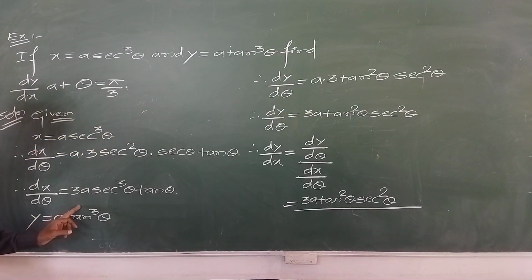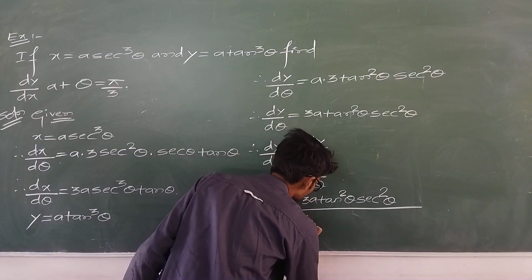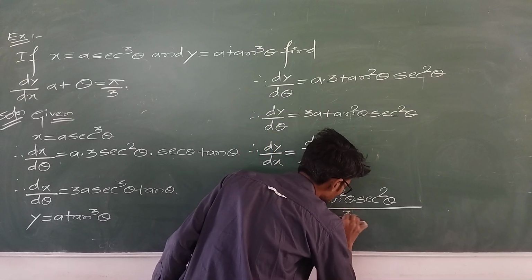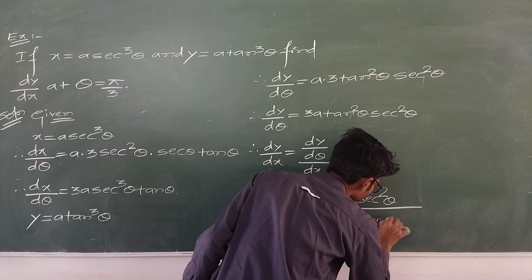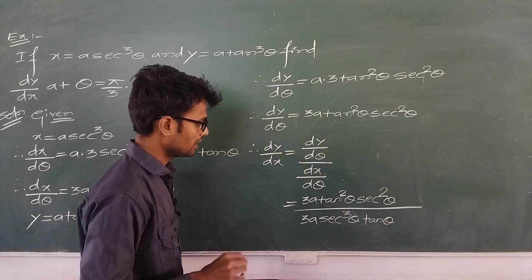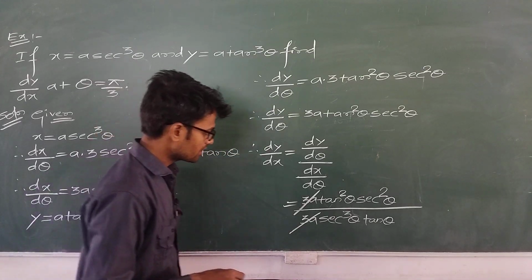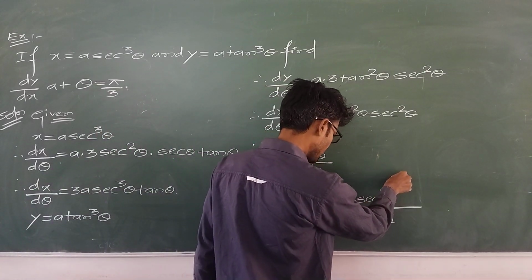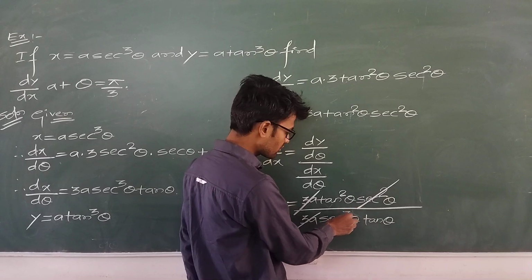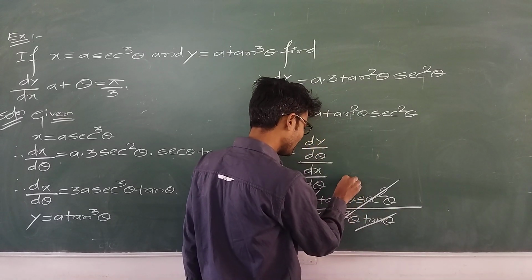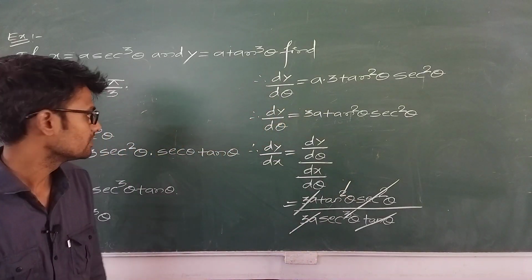So dx by d theta is 3a, next sec cube theta into tan theta. This 3a gets cancelled. Alright. So next, sec square theta and one sec square theta from sec cube theta get cancelled. Tan theta and one tan theta from tan square theta get cancelled.